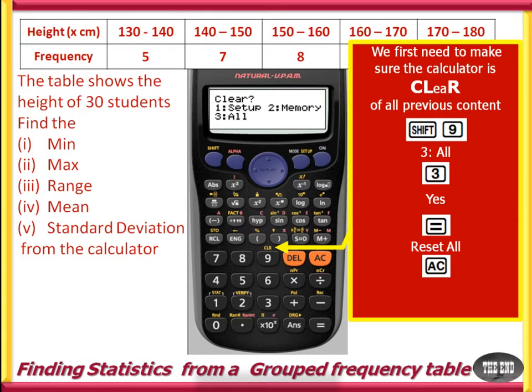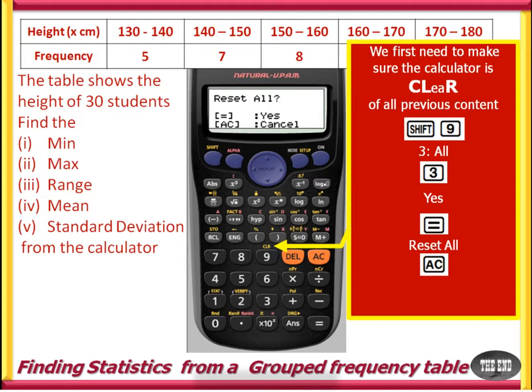What we want to do is clear all. So we need to now press 3, because we've already pressed Shift and 9. Press 3, which is down here, so that it will clear all. Then we're going to press equals, which is down here, and finally we press AC, which is up here.